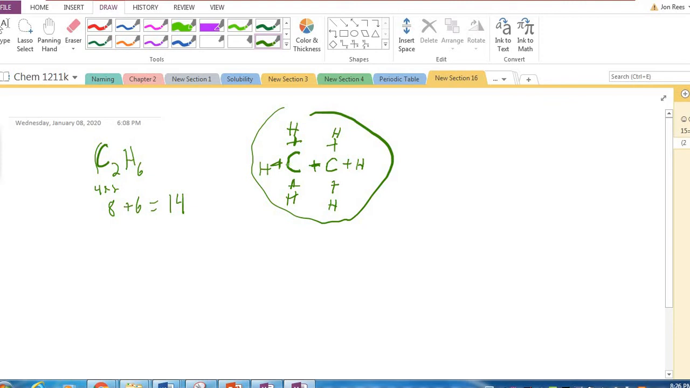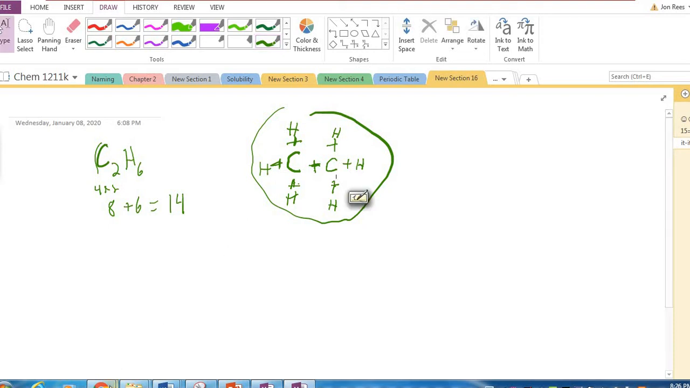Let's check for octets. So each hydrogen is going to have a duet. Looks like I'm accurate on those. Those all have duets. And there are 2, 4, 6, 8 around this carbon. There are 2, 4, 6, 8 valence electrons around that second carbon. So this looks to be a very, very valid Lewis dot structure.